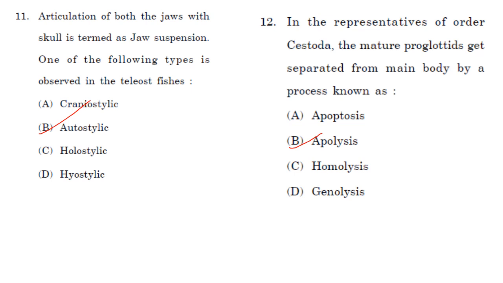Then next one. Articulation of both the jaws with the skull is termed as jaw suspension. One of the following type is observed in teleostomi. It is autostylic jaw suspension. Answer is B. Then next one. In the representatives of order Cestoda, the mature proglottids get separated from main body by a process known as apolysis. Answer is option B.